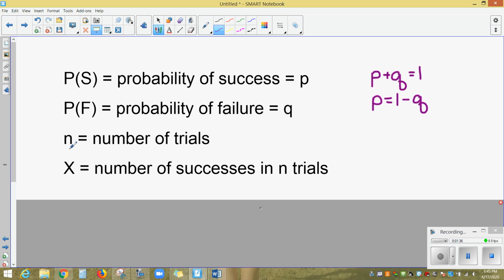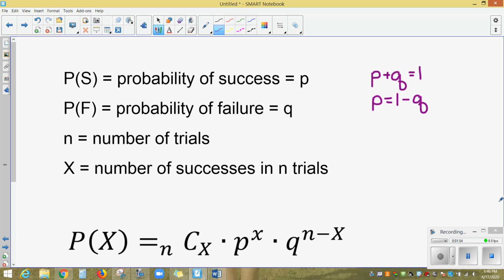n we're familiar with, that's the number of trials, the number of people in our survey, the number of whatever. n is still n. And capital X is what we use to denote the number of successes in our n trials that we've done.